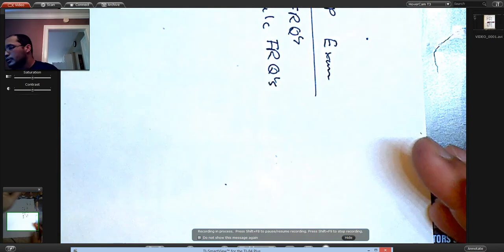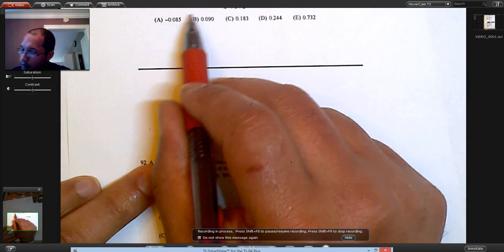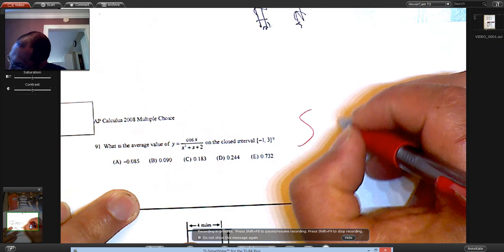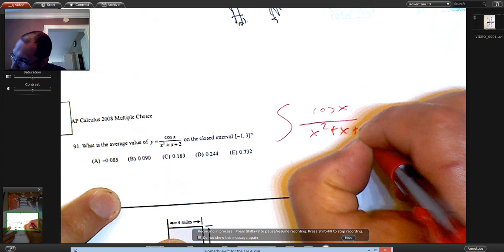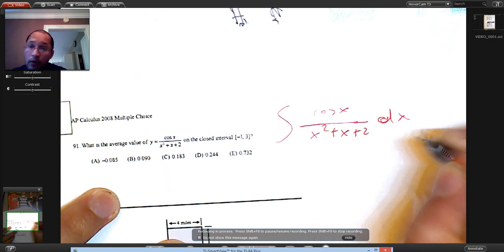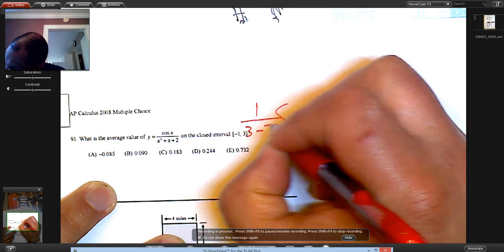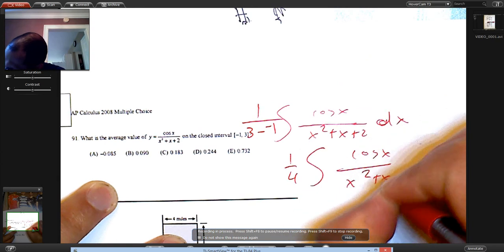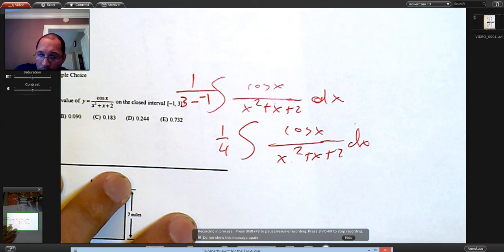Alright, whew, last two questions. Alright, 91, what is the average value of all that stuff? You can't see. So, the integral of cosine x, x squared plus x plus 2. This is basically testing you, do you know the average value tool? And so we know the average value tool is 1 over b minus a. Alright, so that's what we got. So let's plug it in and calculate. And I'm going to pause so I'm not wasting too much of your time.